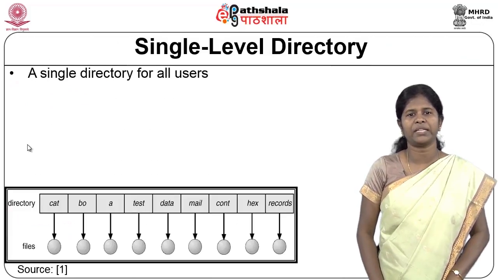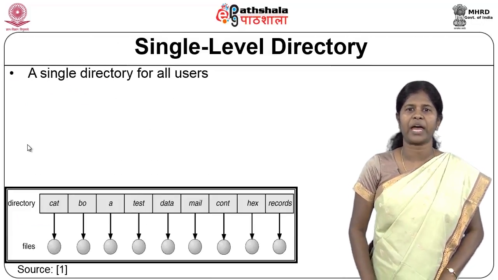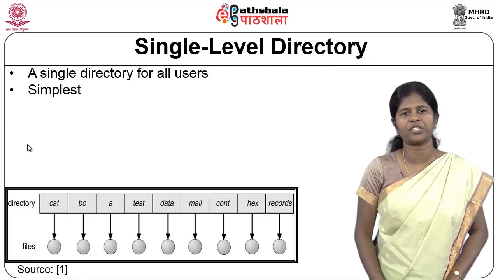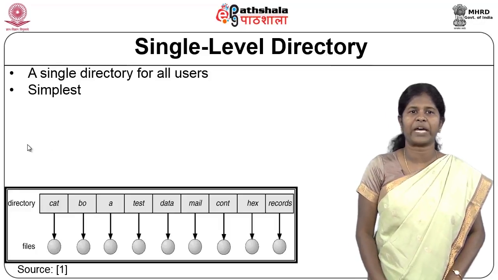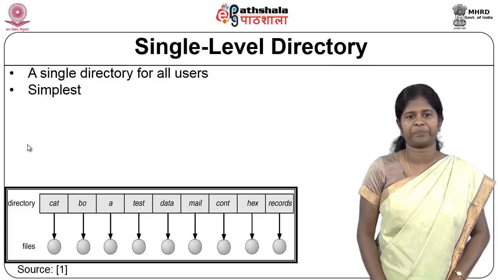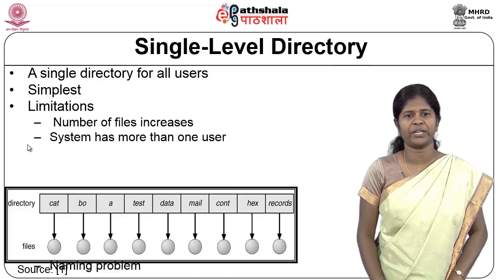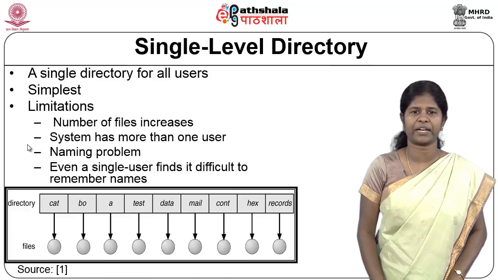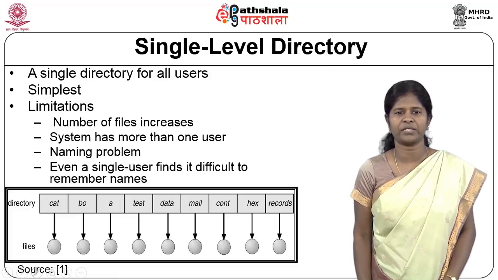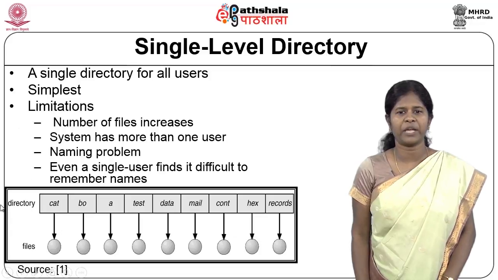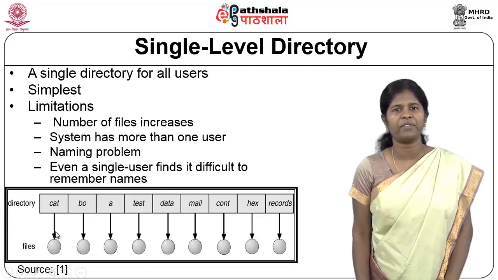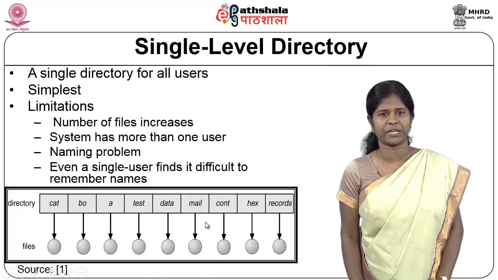Now, we will see the different ways in which the directory structure can be implemented. The simplest of all the different types of directory structures is the single level directory. In single level directory, there is a single directory for all the users. You can see here that there is a single directory which is maintained for all the users. So, the files of all the users will be kept under this one single directory.